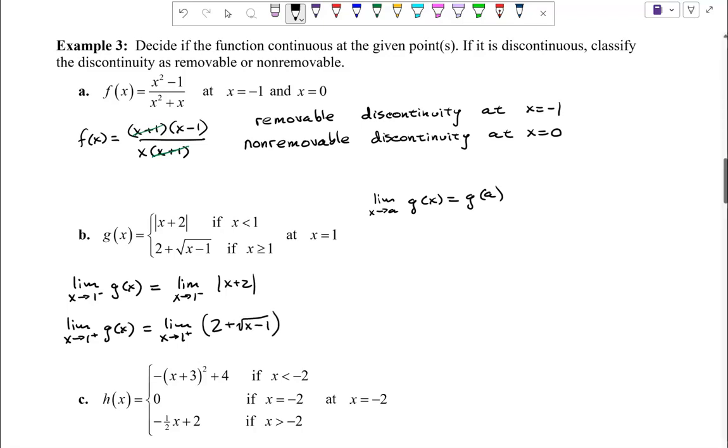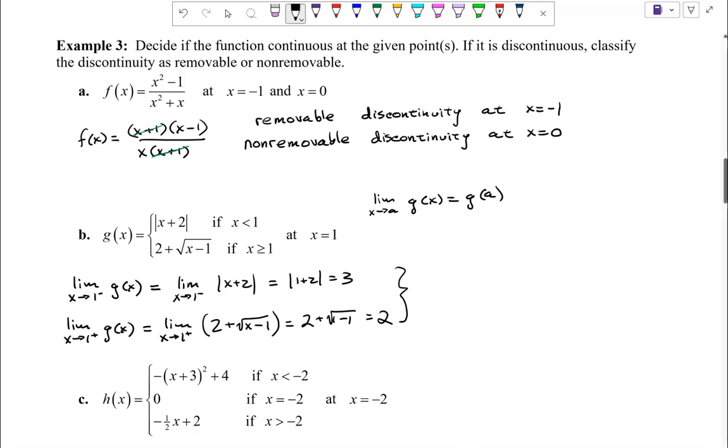Direct sub gives us the absolute value of 1 plus 2, which will give us 3. Here, direct sub gives us 2 plus the square root of 1 minus 1, which will be the square root of 0, which, when added to 2, gives us 2.